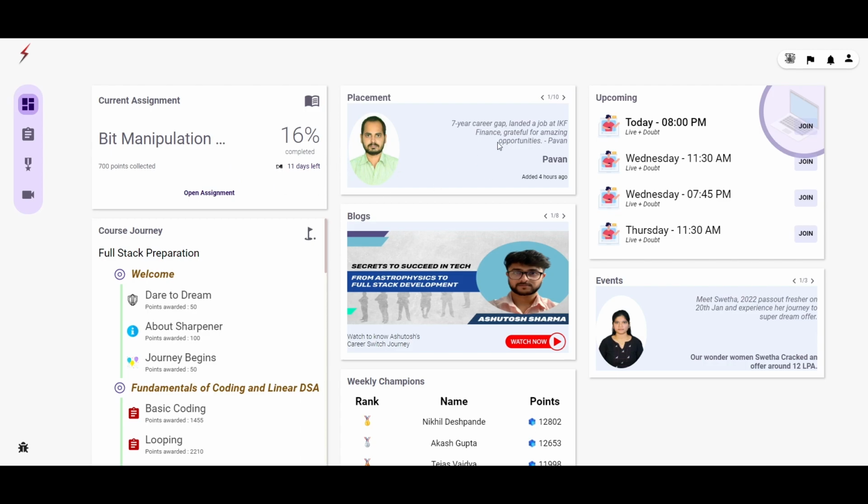And as you can see on the dashboard, there's already another person, called Pawan, who has got a job, and it was added only 4 hours ago. And yesterday also someone got a job apparently. They might have got a job a little earlier as well, but at least they're promptly updating it at the earliest. So I think it's super cool.